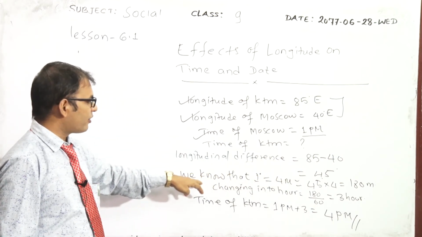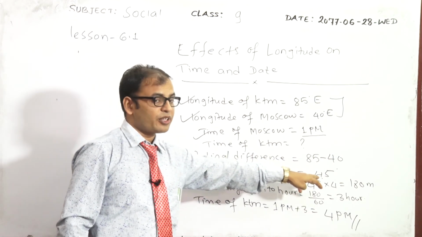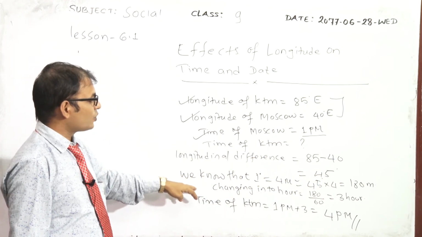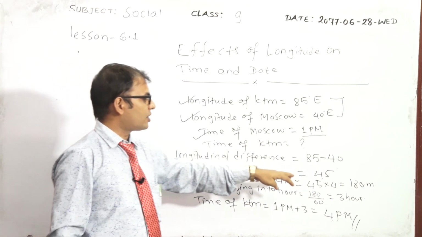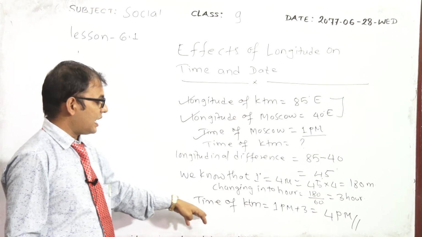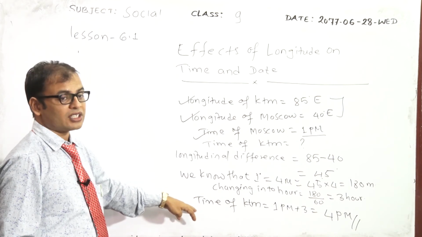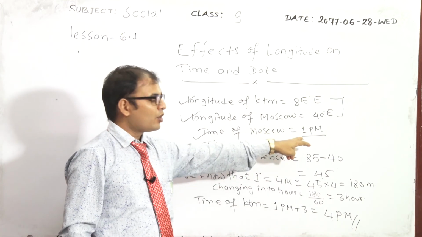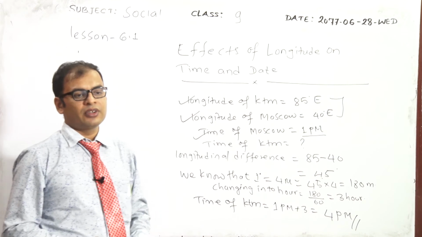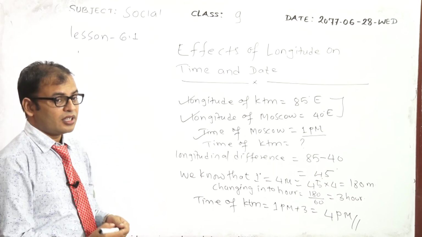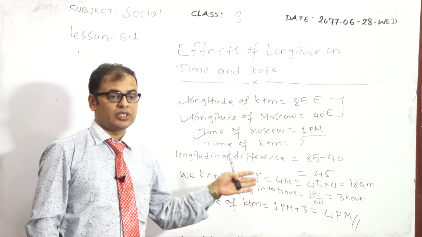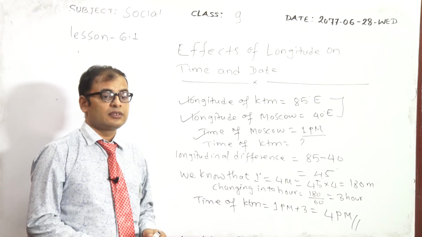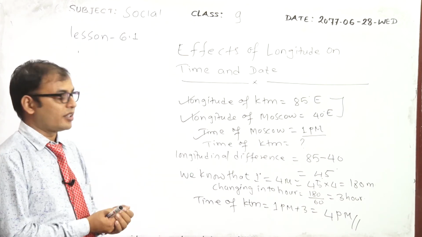We converted that 45 degrees into minutes, and it became 180 minutes. Then we changed it into hours, and that became 3 hours. We know that the Eastern time is always ahead, that is why we added 3 hours to 1 p.m., and it became 4 p.m., which is the time of Kathmandu according to this example. In this way we can find out the local time of a certain place.